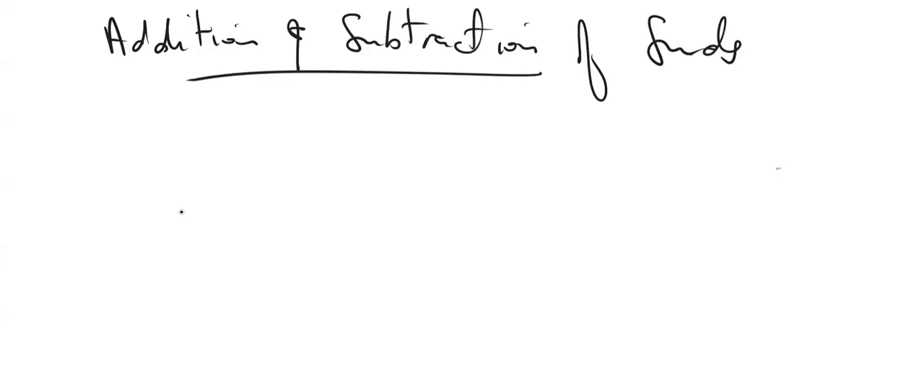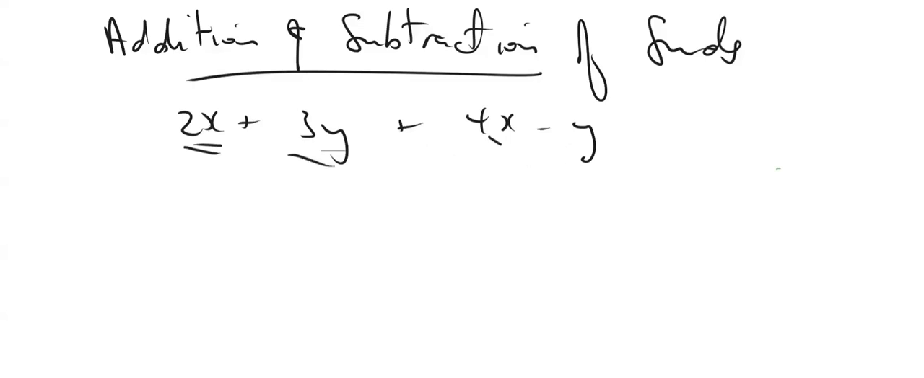Good. So just like in algebra, when you're dealing with 2x plus 3y plus 4x minus y, you can't add the x and the y. You have to add the x and the x. And if you subtract the y from the y, you can do that.